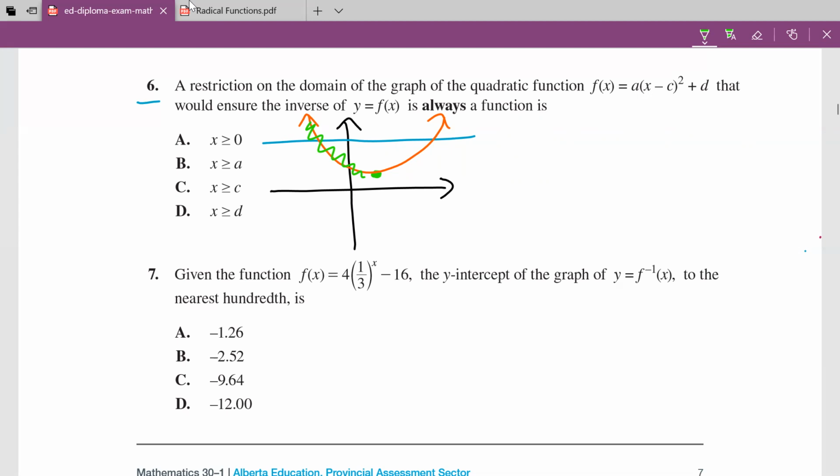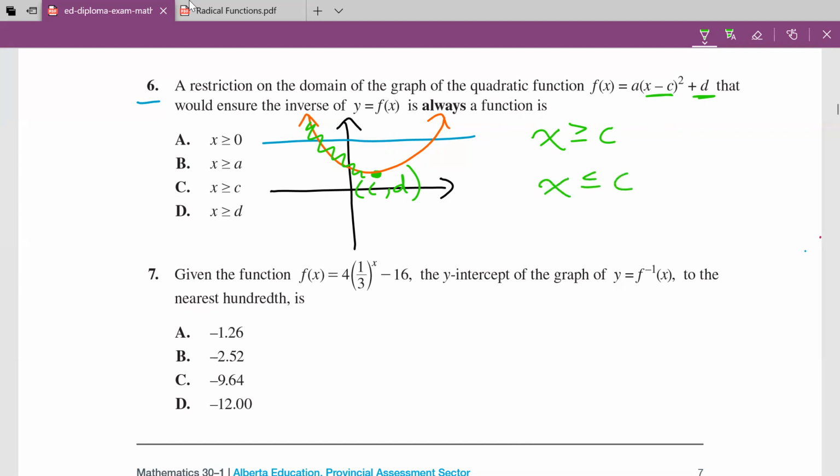Okay, so I see two kind of standard answers here. So what I need to know is where that vertex is. Well, that vertex, looking up here in vertex form, my vertex is at (c, d). So my two restricted domains: if I cut off the left side, like I have shown right there, my new domain would be this. And if I cut off the right side, my new domain would be that.